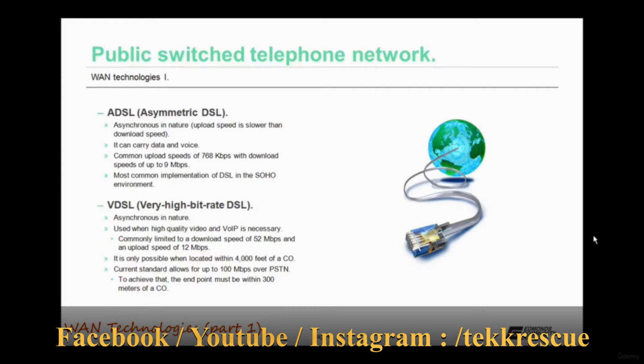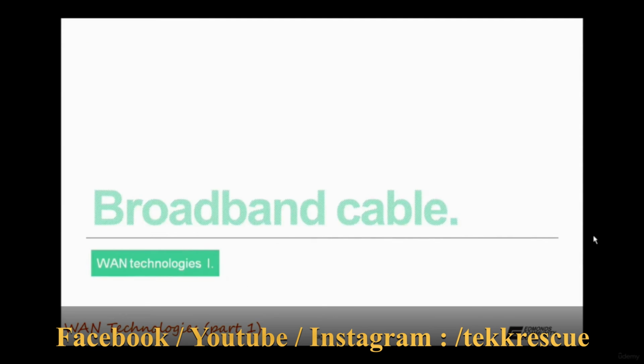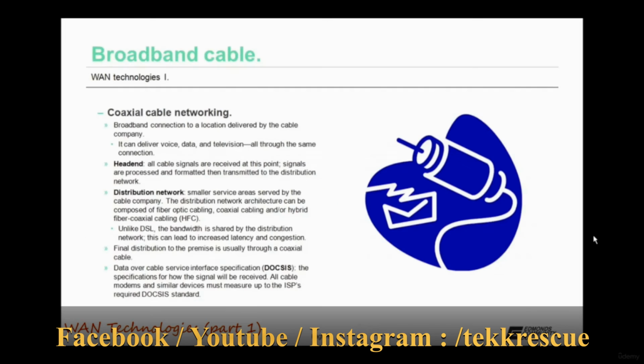There is an exception to what I just told you though. The current standards do allow for up to 100 megabits per second speed over the PSTN using VDSL, but in order to achieve that, you must be within 300 meters of the central office. Now that the PSTN is out of the way, let's move on to broadband cable.